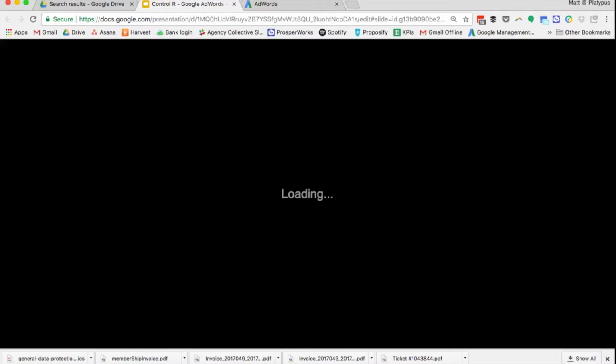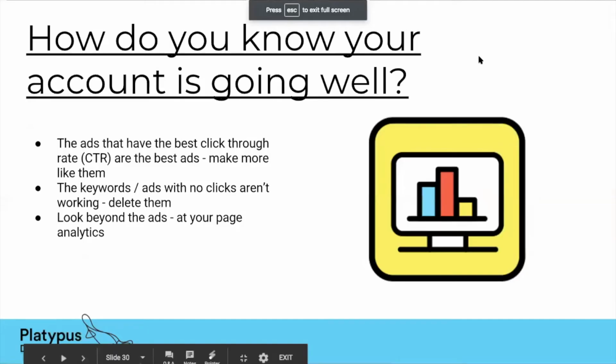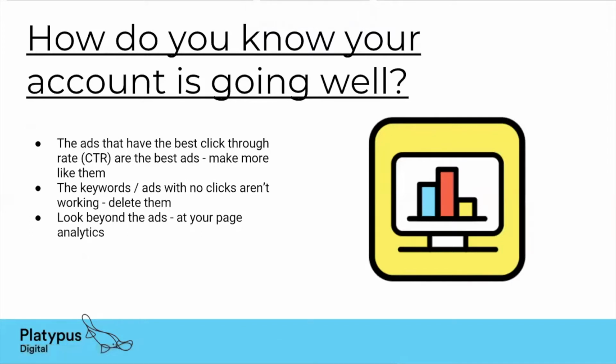Okay, so just to run through the last few bits. How do you know your account is actually going well? Well, the ads that have the best click-through rate are the best ads, so try to make more like them. The keywords and ads that don't have any clicks aren't working, so just delete them, really. If you're not getting any clicks, then that means that you're not targeting the right keywords, maybe the ad copy needs a little bit of work, but if they're not generating any clicks, then they're probably using a budget that they don't need to.